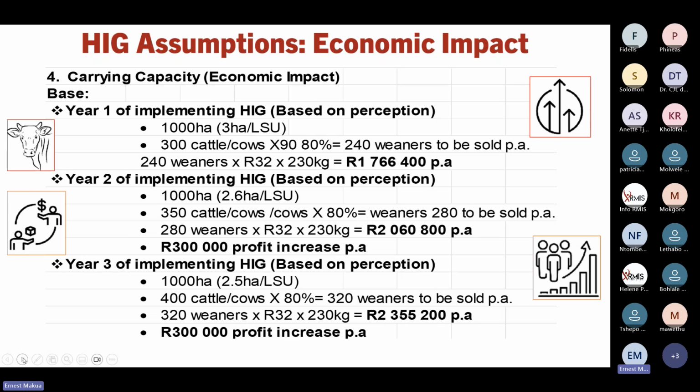80% conception rate times 240 weaners to be sold per annum, meaning that we are estimating that with an 80% conception rate of those 300 cattle, it will be around 240 weaners times 32 rand of a weaner price estimation by that time, and then times 230 kg. Meaning per annum you will be able to make around 1.8 million per year.